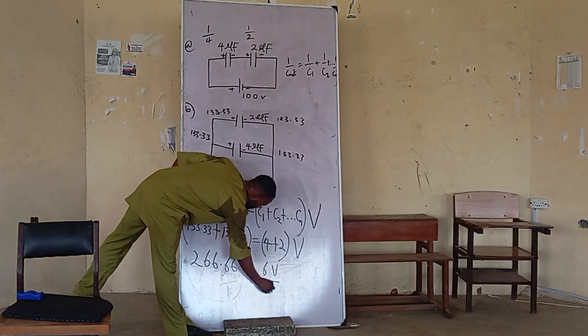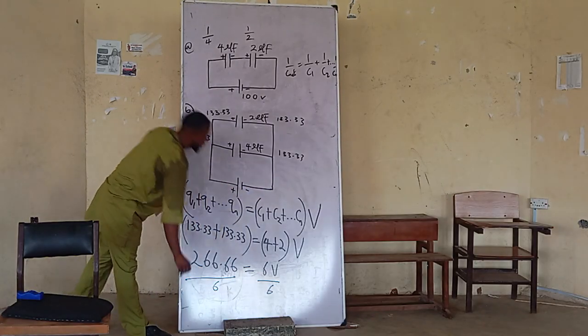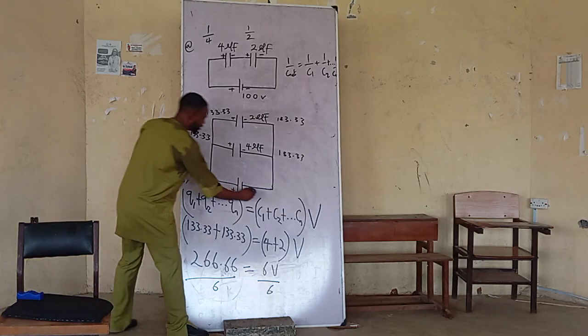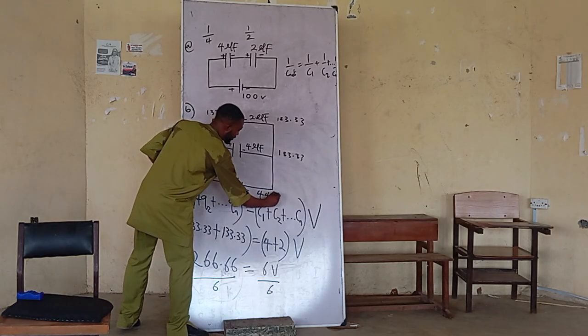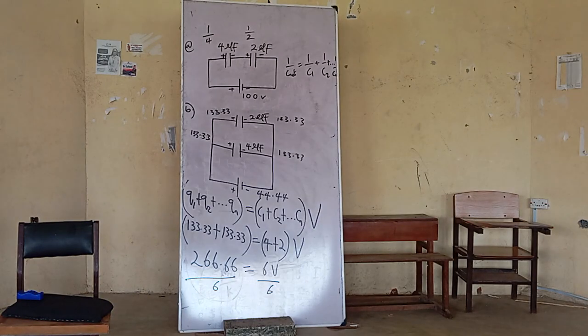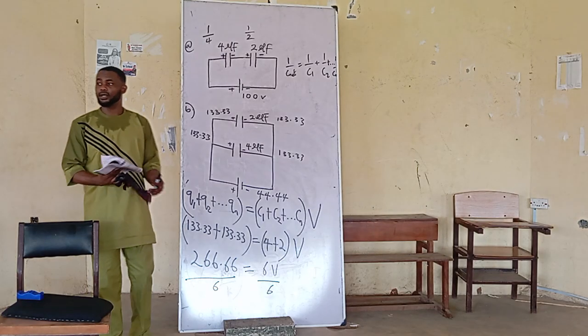So divided by 6, divided by 6. So the voltage now will what? 44.4. That is the total voltage. Remember I said, not supposed to have what? This microfarad.